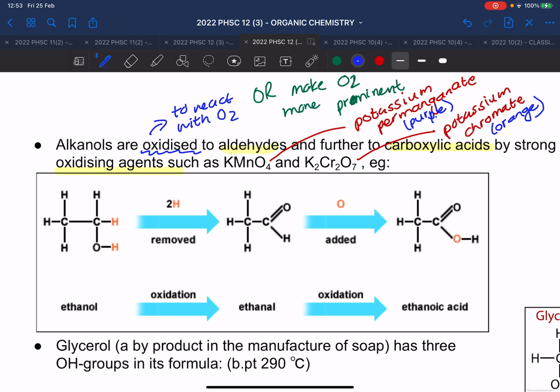So here I have ethanol. When it undergoes oxidation, the first step is that 2 hydrogens are removed, and those unbonded electrons come together and form a double bond there. So it goes from this to this. As you can see here, this is an aldehyde.